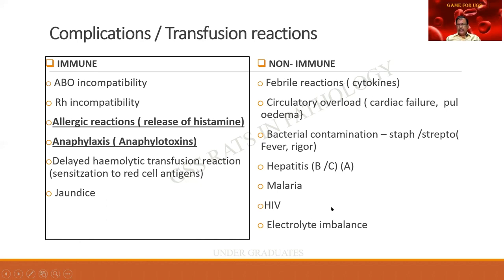Strangely, you find that there can be an electrolyte imbalance also. When there is a repeated transfusion, it mismanages or creates an imbalance of sodium, potassium, etc. And an electrolyte imbalance is also being created. So these are all the reactions.